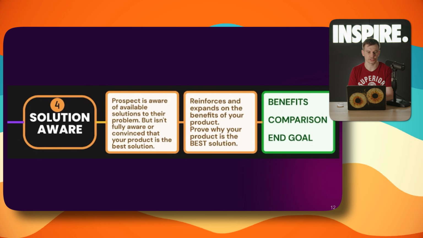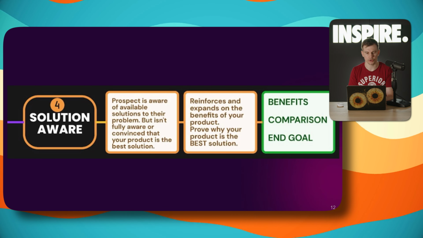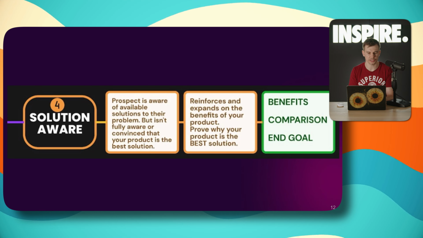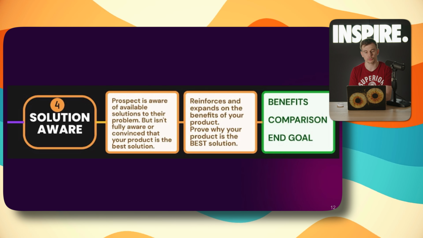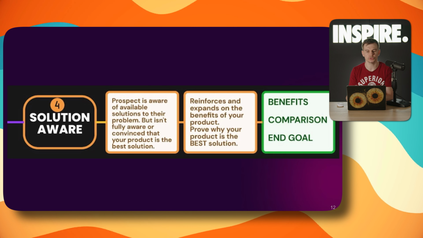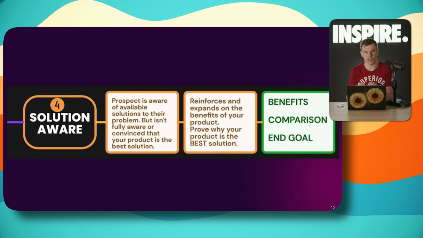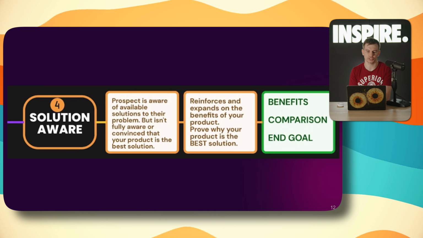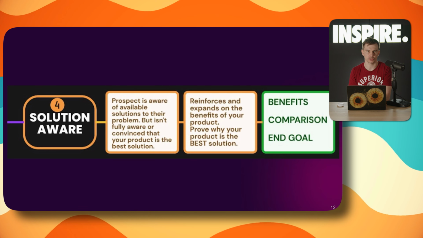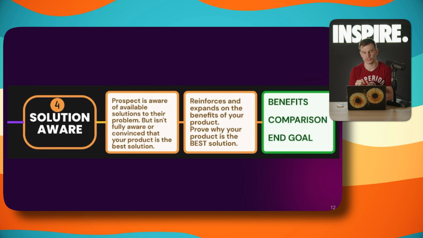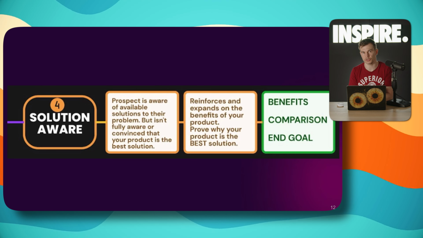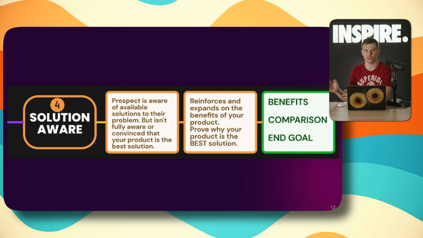The level number 4 is solution aware. So the prospect is aware of an available solution to their problem, but is not fully aware or convinced that your product is the best solution. So here we want to reinforce and expand on the benefits and the features of your product, and you want to prove why your product is the best solution. So here you want to highlight benefits, you want to compare your product to the inferior competitors, and you want to showcase the end goal.